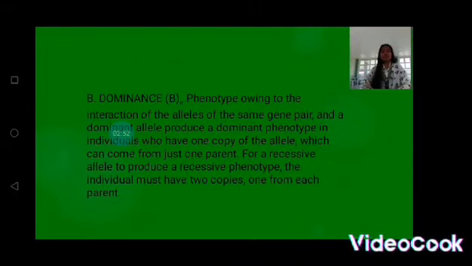The second component of genetic effects is dominance. Dominance is phenotype owing to interaction of the alleles of the same gene pair, and a dominant allele produces a dominant phenotype in individuals who have one copy of the allele, which can come from just one parent. For a recessive allele to produce a recessive phenotype, the individual must have two copies, one from each parent. So, ang dominance is owing to interaction of the alleles of the same gene pair, and a dominant allele produces a dominant phenotype in individuals.